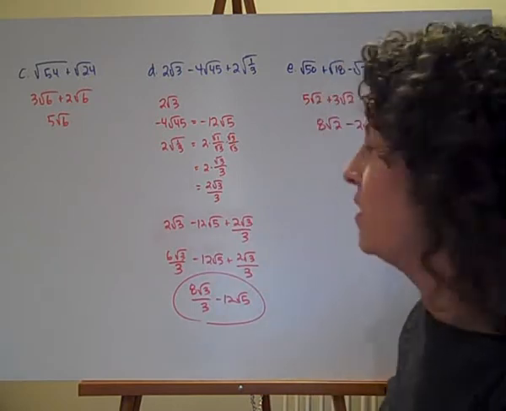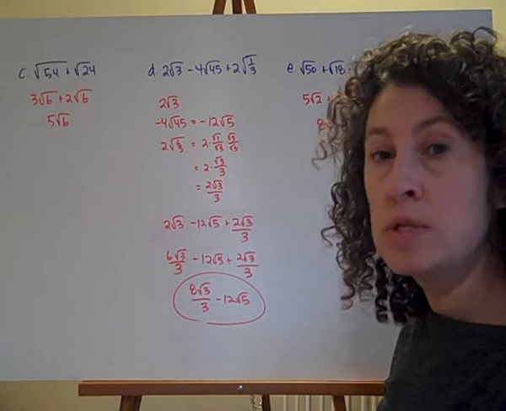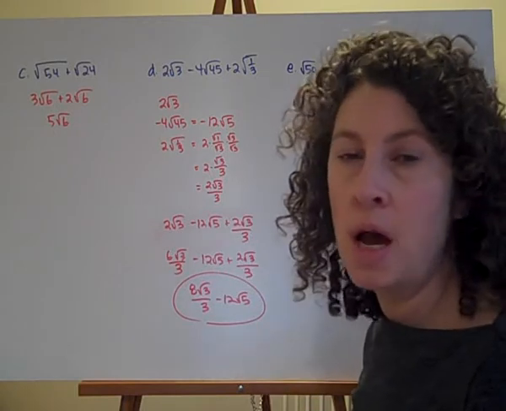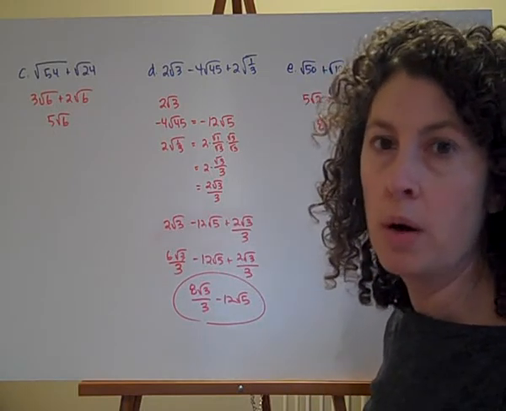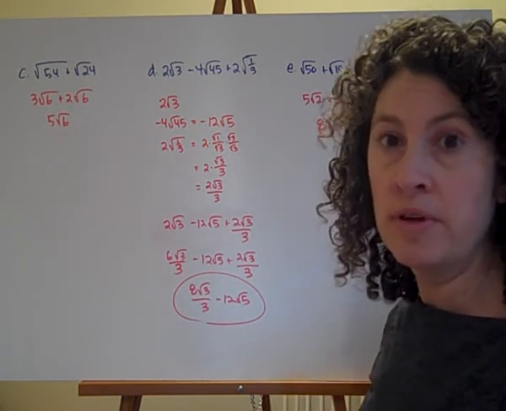Whew! Hope you followed all that. So again, what we're doing here is adding and subtracting with our radicals, working with them very similarly to how we work with combining like terms with our variables, except we have to add on to that the layer of simplifying our radicals.